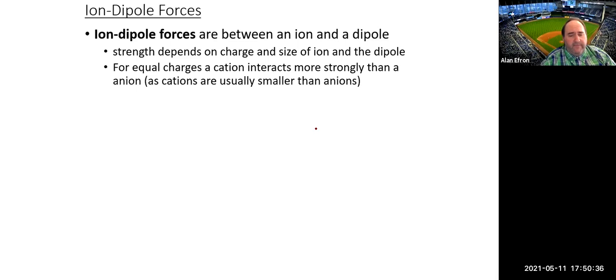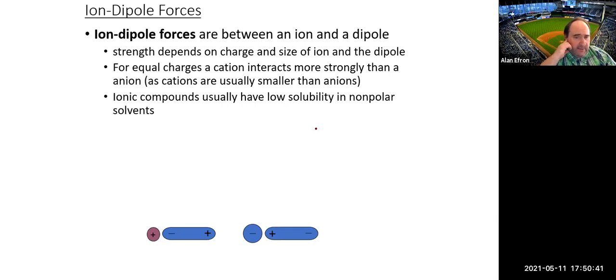Another type of intermolecular force, which is similar to dipole-dipole, is specifically referred to as ion-dipole interaction, or ion-dipole force. And it is pretty much what it sounds like. It is a force between an ion and a dipole. So what does that mean? It means you've got either a cation, which is going to be positively charged, and you also have a polar molecule, which again will have a negative and positive charge here.